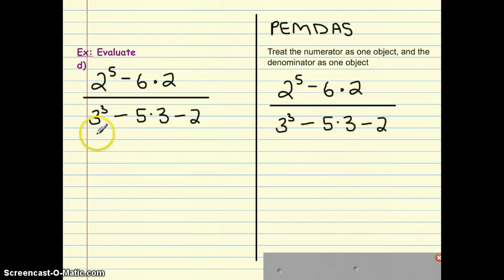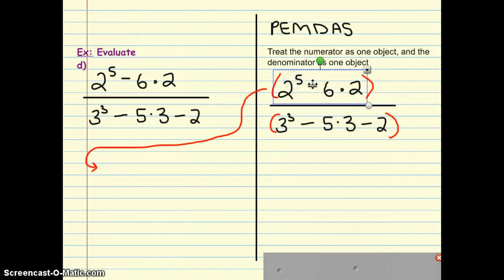Moving forward, we have a larger example, and when you have a big fraction bar like this, you're going to treat the numerator as one object, and you're going to treat the denominator as one object. And I think for space, I'm going to move our numerator over here. Oh, really? It didn't copy the 6. I'll put that right there.